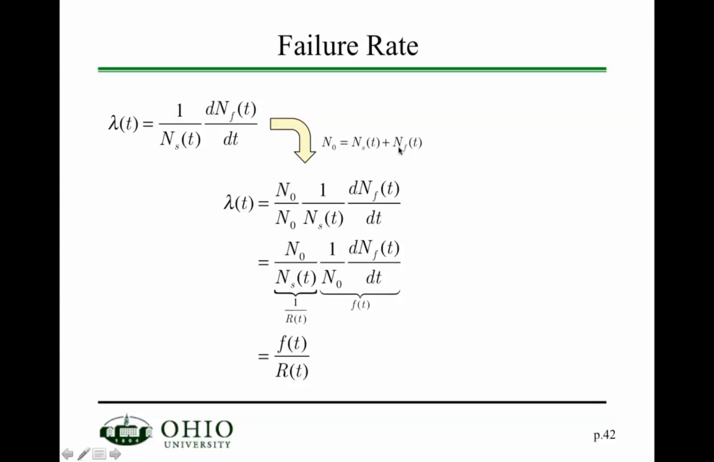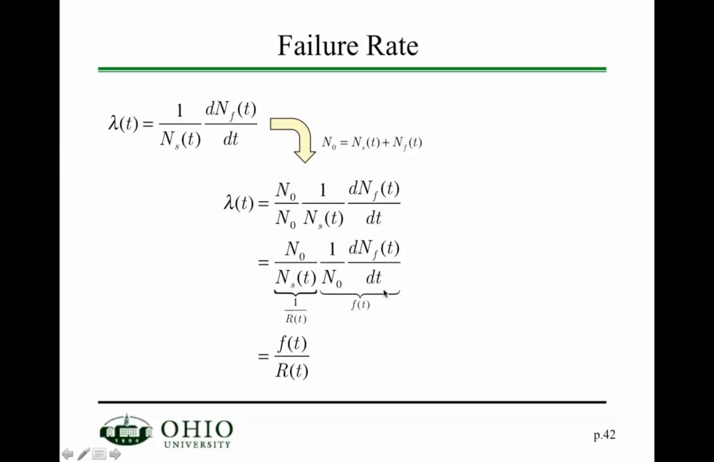So if you do that, you can actually rewrite this lambda. We can take this equation and pre-multiply by n naught over n naught, which is of course 1. Then we just move these two around. Then you see that this total number divided by survivors gives you the 1 over reliability. It tells you how many survivors there are after a certain amount of time over the total number of items. It tells you the probability that you're going to survive past a particular period of time.